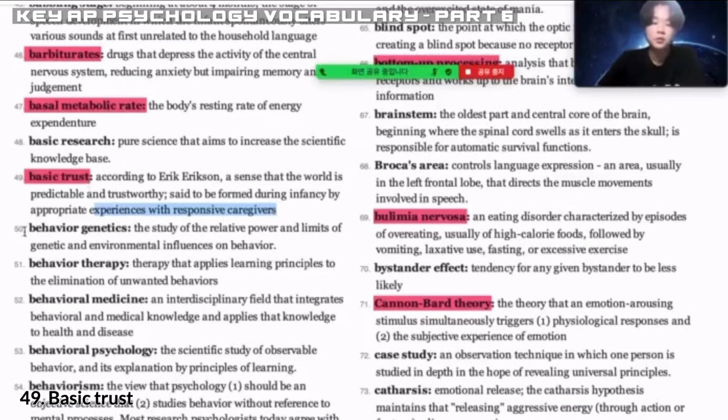Moving on to the next word. Let's look at behavior genetics. Behavior genetics is the study of the relative power and limits of genetic and environmental influences on behavior. It is talking about how the things that you inherit from your parents, such as your genes, your DNA, and also the nurture category, such as environmental influences while you're growing up, really impact your behavior.